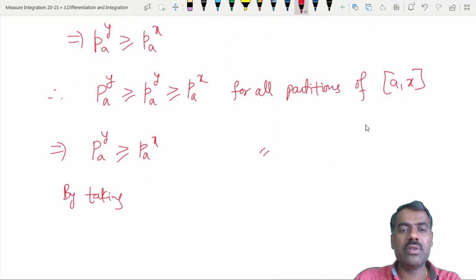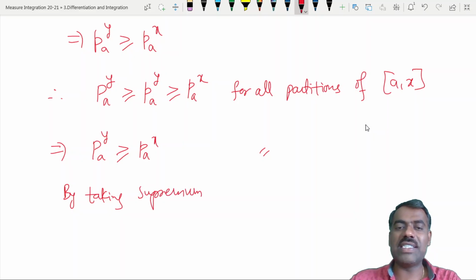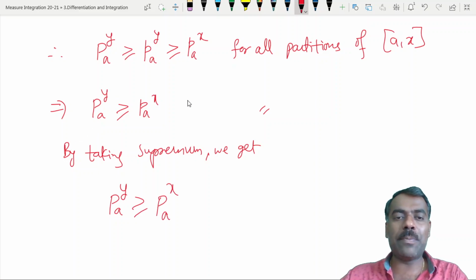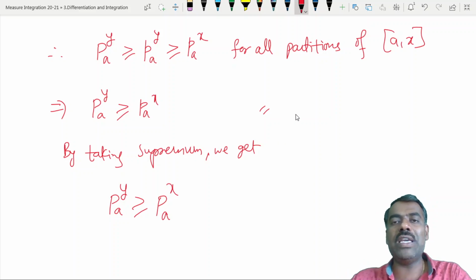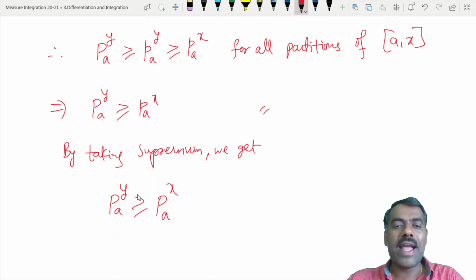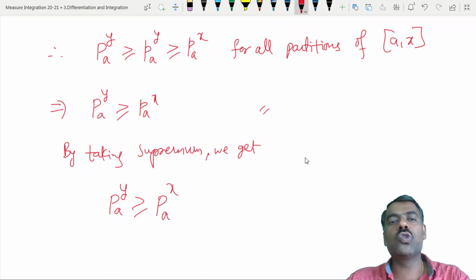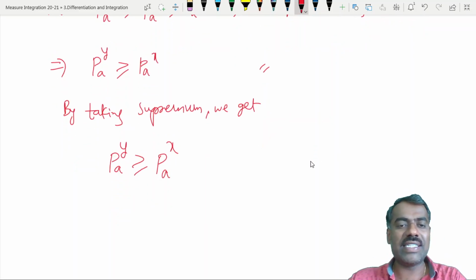by taking the supremum of all these partitions of a comma x, we get that capital Pay is greater than or equal to capital Pax. So remember, you should differentiate small p and capital P. Small p is for that particular partition, and capital P, whenever we are using capital letters, is the supremum among all such partitions. Yes or no?